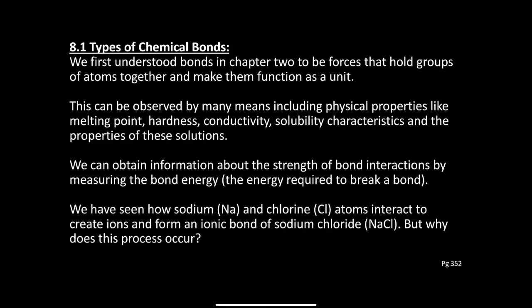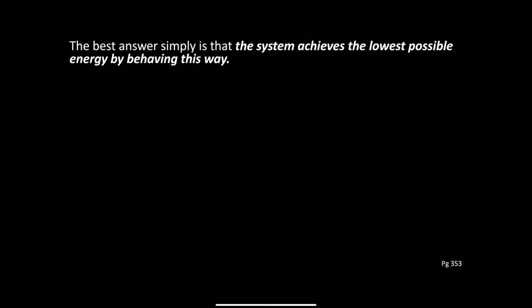break a bond. Okay, we've seen how sodium and chlorine atoms interact to create ions, sodium ions, the cation, and chlorine ions, the anion. And they form an ionic bond of sodium chloride. But why does this process occur, right? So we know that this is true, but why is it true? And why does it happen? Well, the best answer is that the system achieves the lowest possible energy by behaving this way.